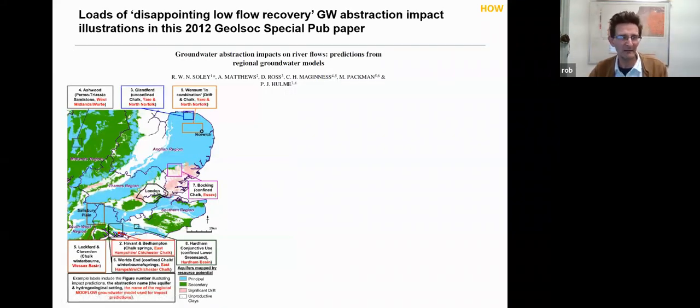Back in 2012, when we were all together last in Birmingham, well, I was there anyway, I did this paper on groundwater abstraction impacts. Basically, lots of examples of how the modelling and the experience of switching abstractions off shows that very often the amount of low flow recovery you get back for the abstraction you've switched off is disappointing.